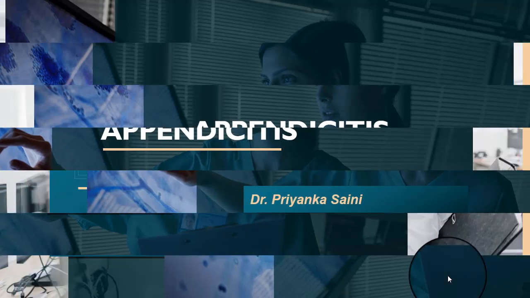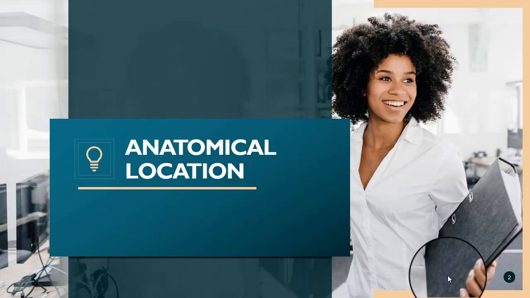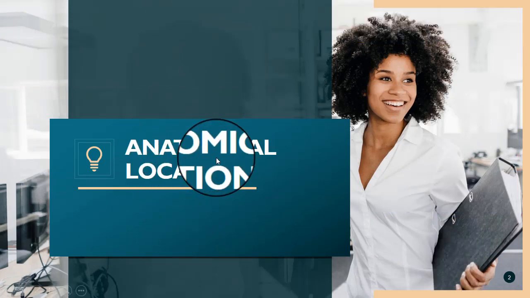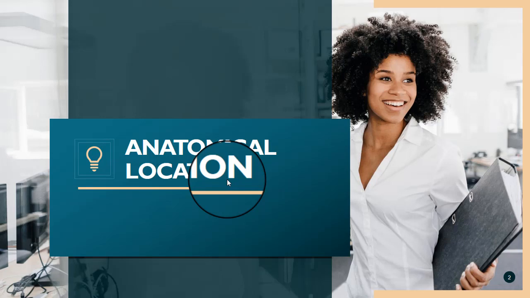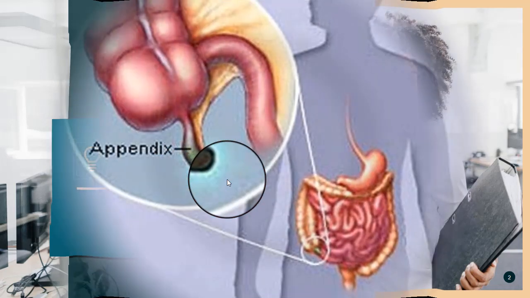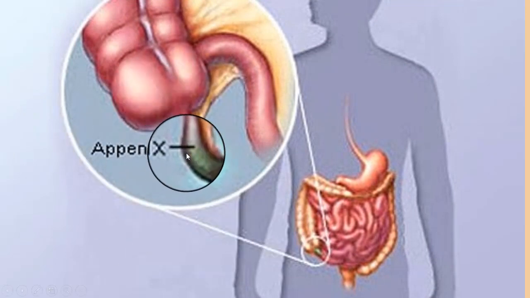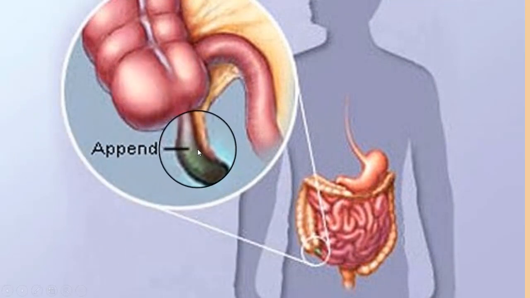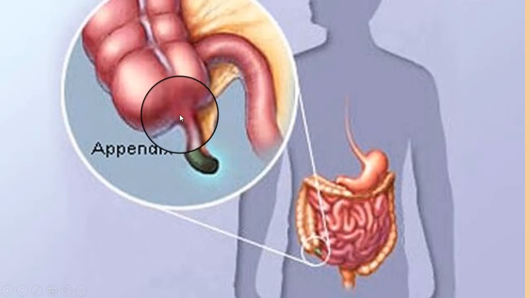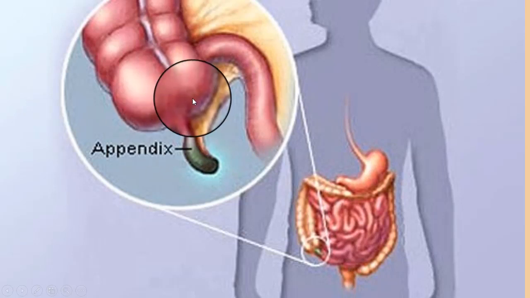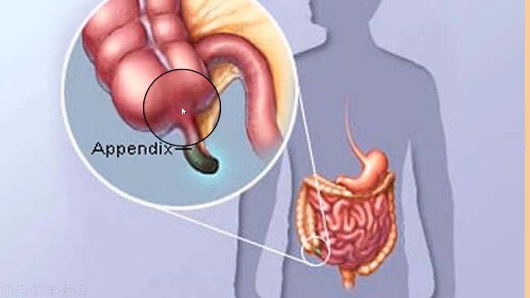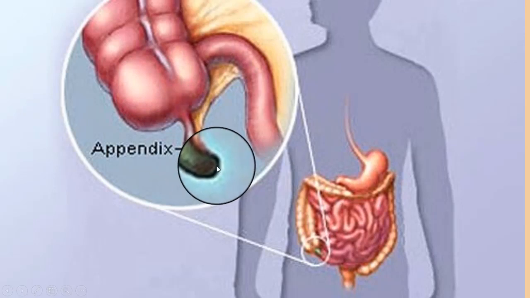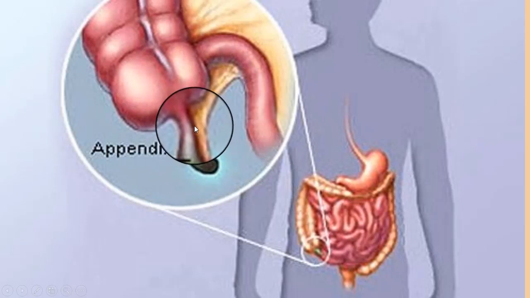First of all, we will discuss the anatomical location of the appendix. So let's talk about it. The appendix is a narrow blind-ended tube which is attached to the posterior medial end of the cecum, which is part of the large intestine, and it contains a large amount of lymphoid tissue, but is not thought to have any vital functions in the human body.